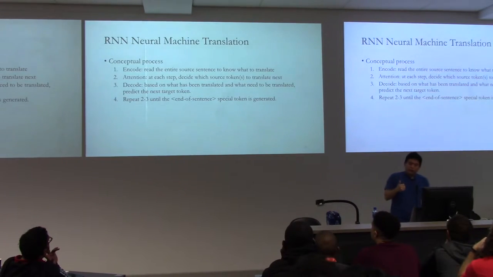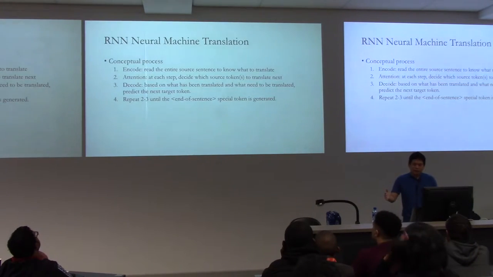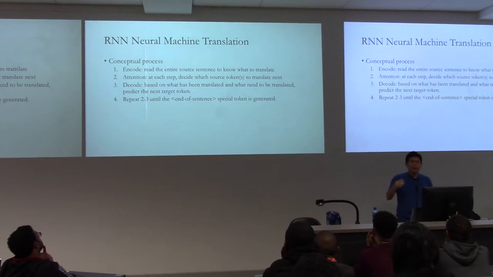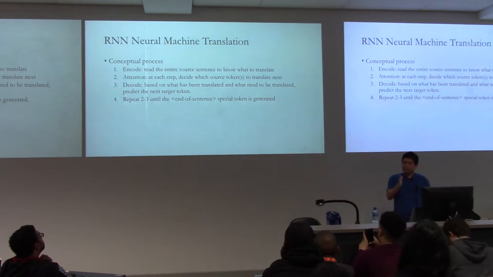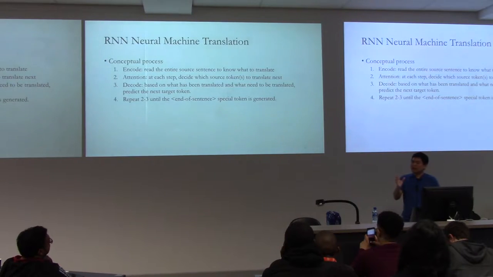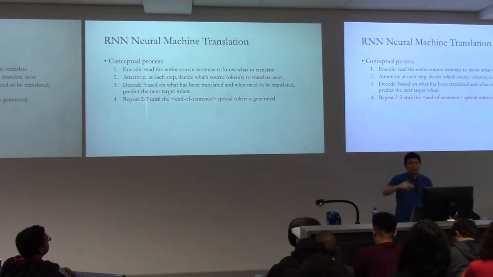So we need to encode, right? We need to read the entire source sentence to know what to translate. And then the attention corresponds to deciding which part of the source sentence needs to be translated next. And then the decoder is going to figure out what has been translated and what needs to be translated, and then try to predict which token needs to be decoded next. And then we repeat steps 2 and 3 over and over until we decode the end.